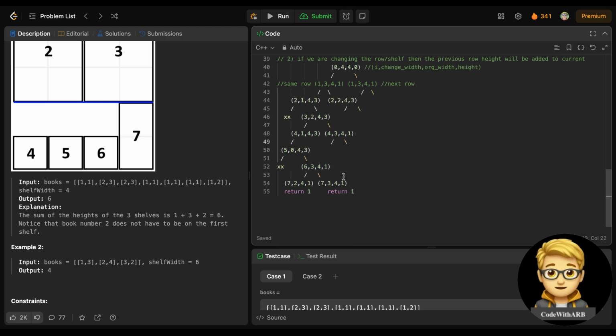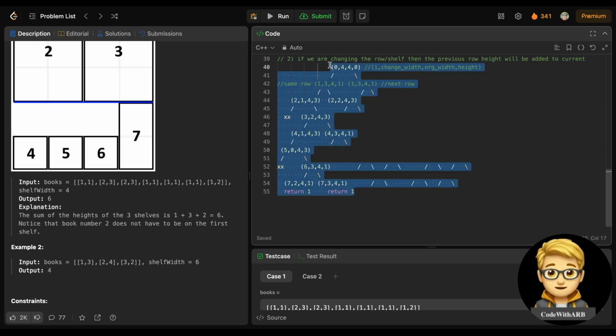So there are many possibilities, but one thing to note is that for each and every book from 0 to 6, there can be many possibilities for height, right? From 0, 1, 2, 3, 4, 5, 6. And what will be the minimum height among all of them? That would be added, and that will be my final answer, right?